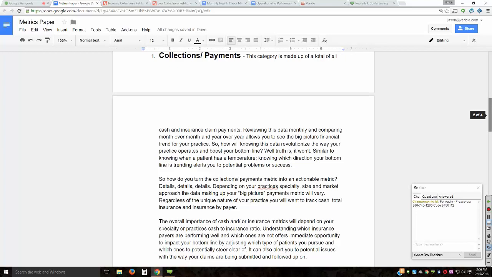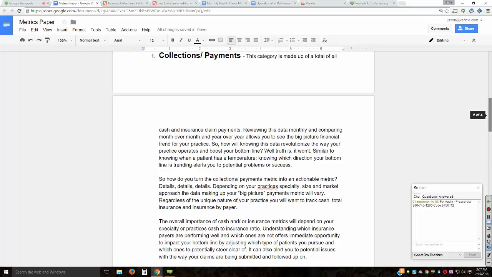Collections. Now, collections can be viewed in a couple of different ways. The amount of money in your bank account, the amount of money posted in your system. If they're the same amount of money, you're doing really well. But if they're not the same amount of money, you've got a problem. And we need to figure out why there could be an issue there. But where do collections come from? And if they're low, what can be done about them?